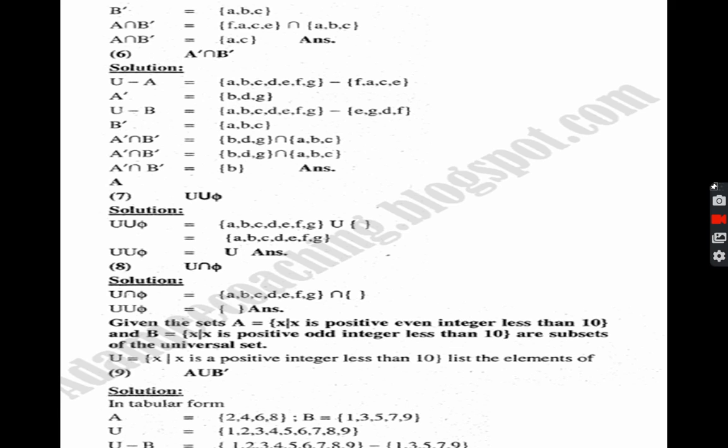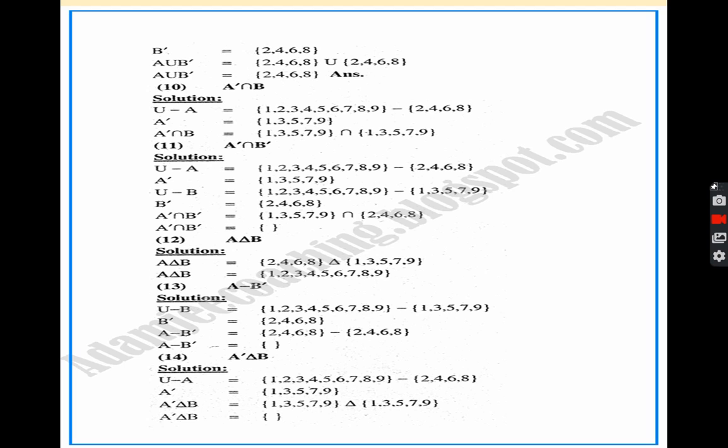So firstly we will go for B complement. The formula of B complement is U minus B. So U minus B is equal to, we will put the value of the universal set, after that minus the value of B. After the subtraction, the answer is 2, 4, 6, 8.